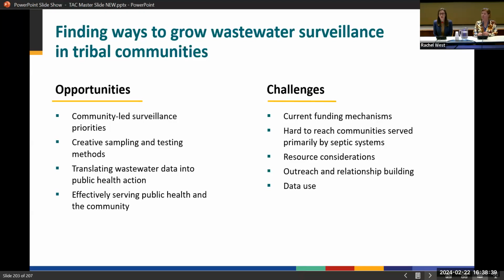And then finally, but very importantly, data use and data protections. What can we do from the CDC side to protect the data to the extent that we are able to? How can we be transparent about those opportunities? And how can we work with tribes to build up data protections that work for them? Next slide, please.